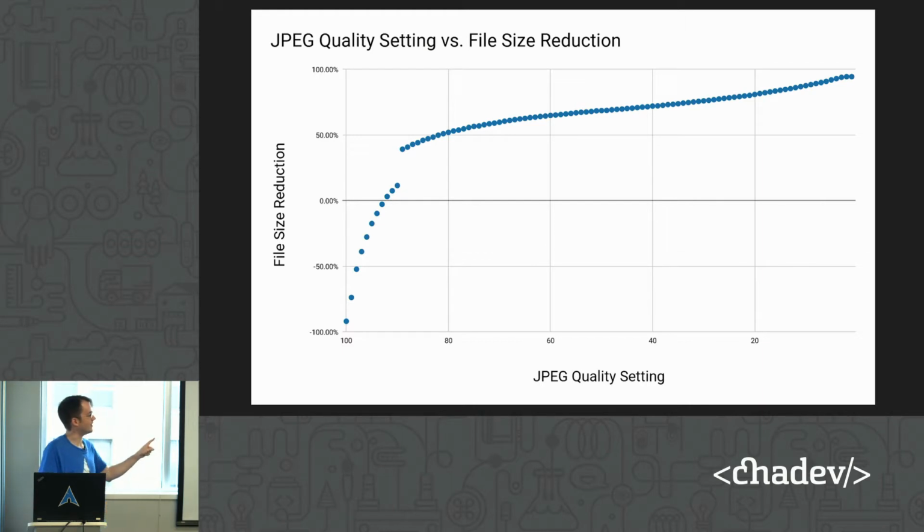So don't be afraid to dial that down, especially this gap right here. That's an important one. That's about a 90 quality setting. If you can aim for 89 or maybe a little lower, you get about half savings, and don't be afraid to dial it down. Higher is not always better.